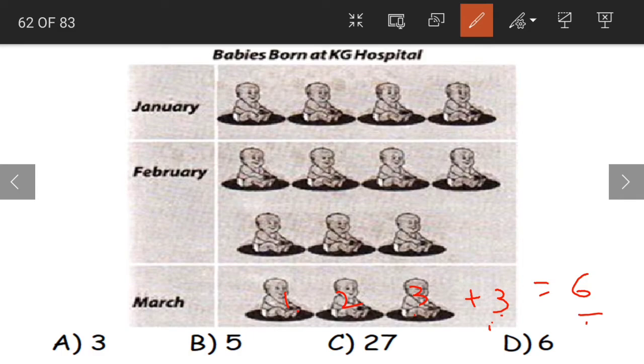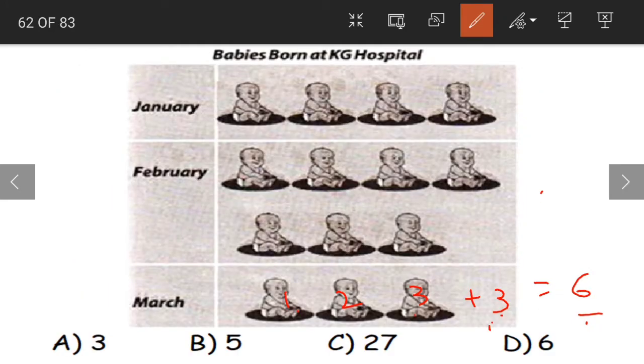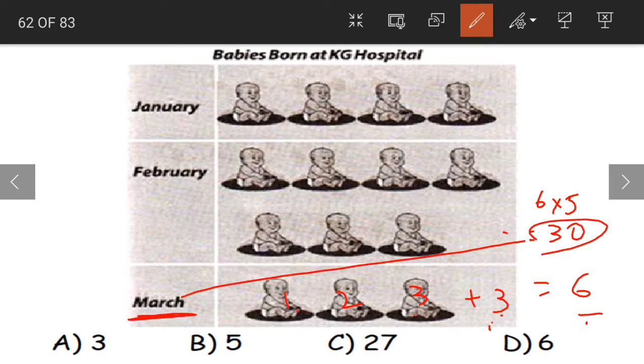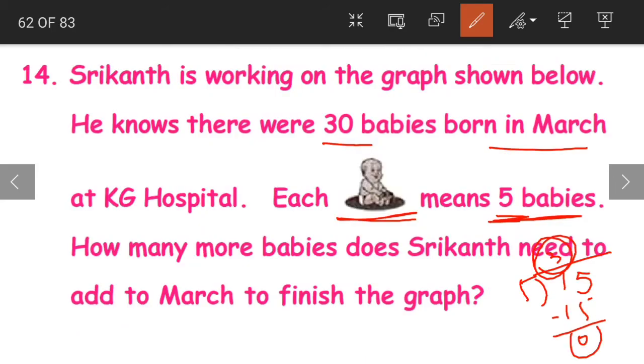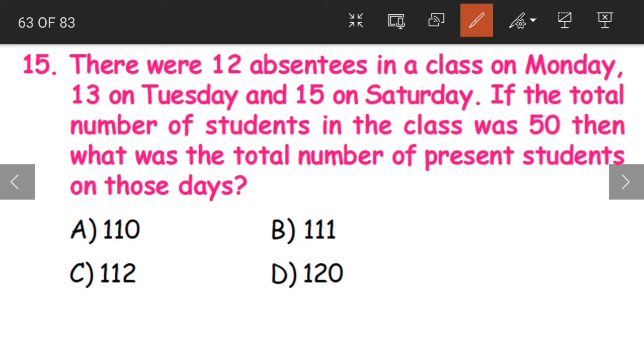Now what does this 1 baby stand for? 5 babies. So a total of 6 means 6 into 5, 30 babies. Yes, the total number of babies born in March is equal to 30, which is the same as the actual number. Yes, so how many more should we add, children? We need to add 3 more babies. That is option A.